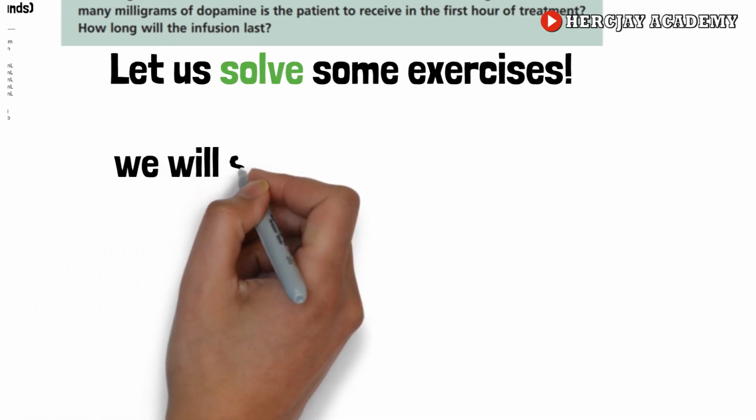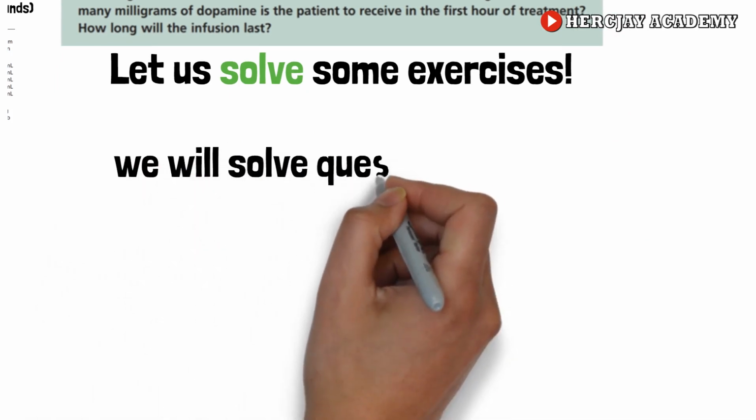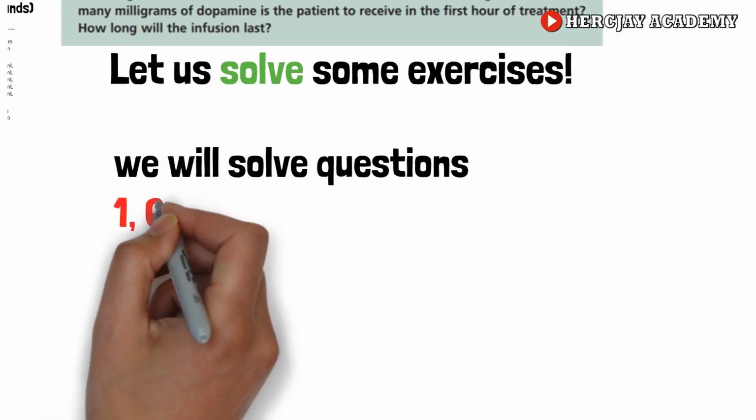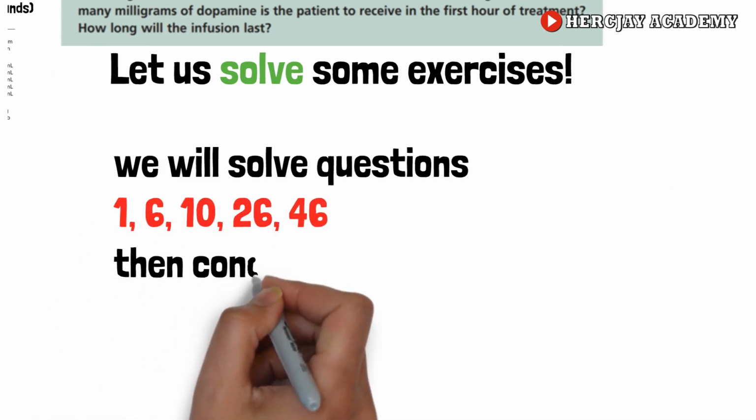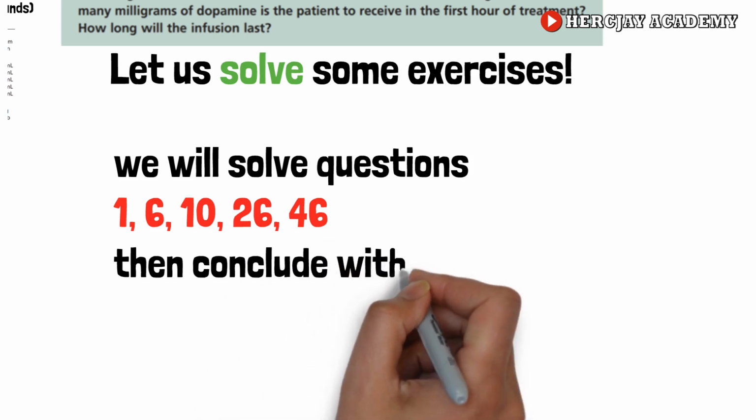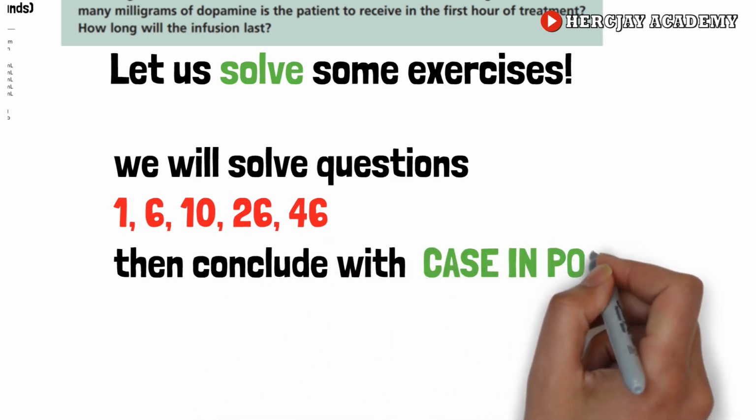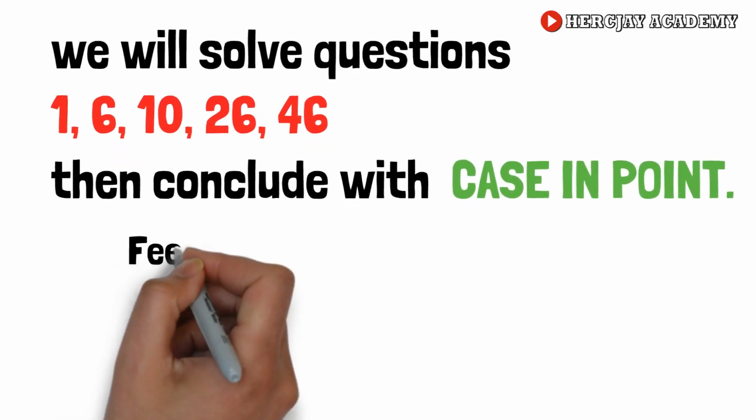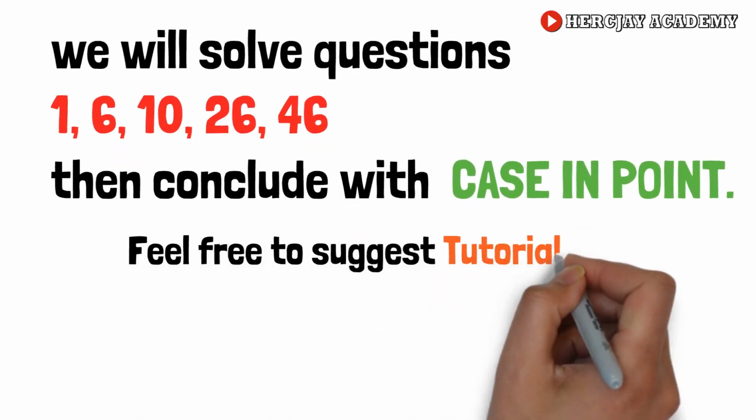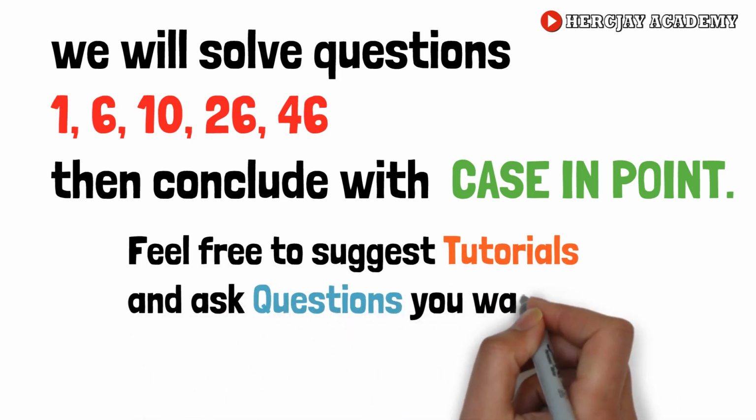Sorry about that, guys. From the textbook practice problems, we will solve questions 1, 6, 10, 26, 46, after which we will conclude with the case in points. I have tried to spread out the questions and pick ones that appear to be more confusing. However, if you are unable to solve specific questions, please let me know in the comments box and I'll try to attend to it there.